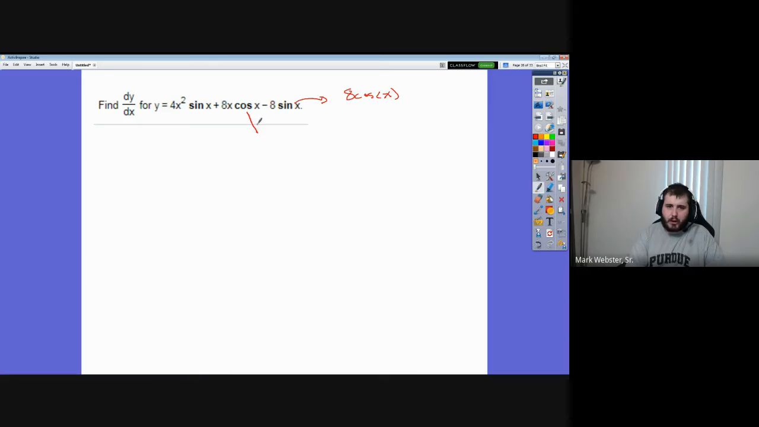Do this one now. We got a product rule. 8x cosine x. Left, right. D left is just 8. D right is negative sine. So now we can write this part out. Left, D right, plus right, D left.